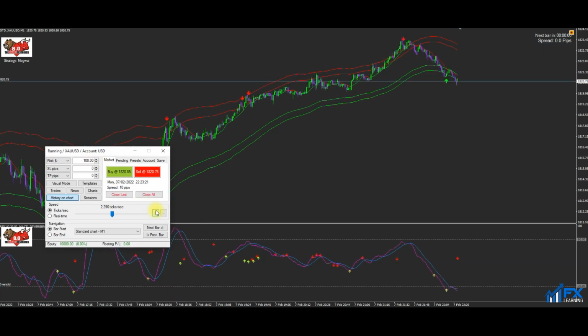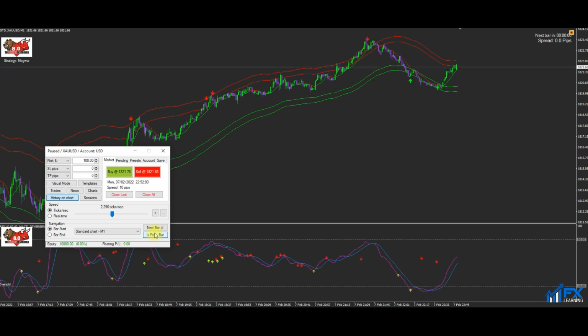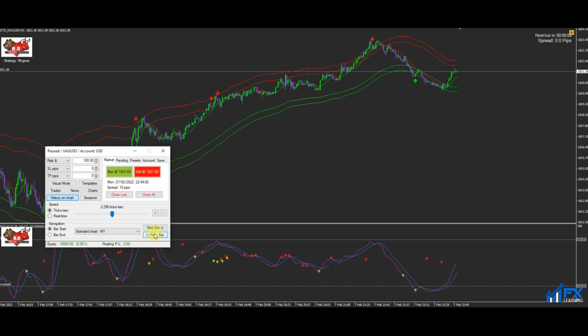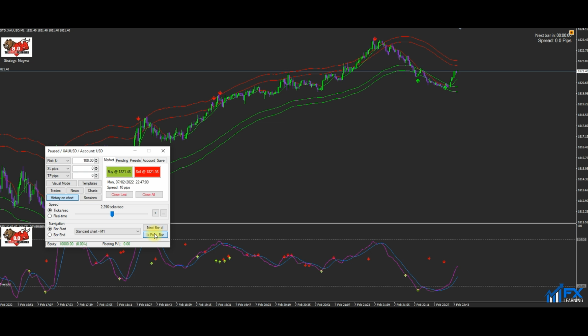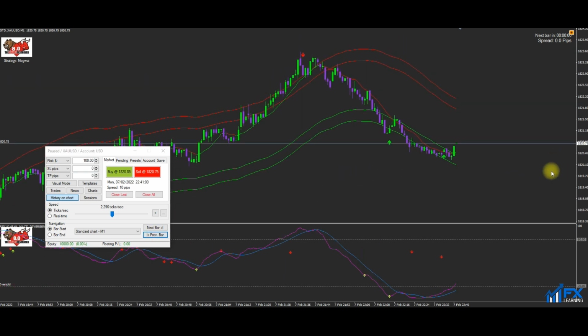Okay, now we continue the uptrend. Oh, there we go. Here we go. This is a nice little trade with the trend. Okay, so let me just reassess this situation. I wouldn't take that one.